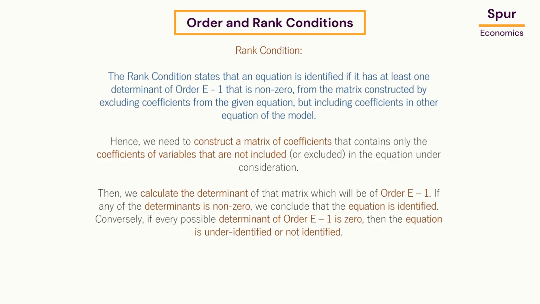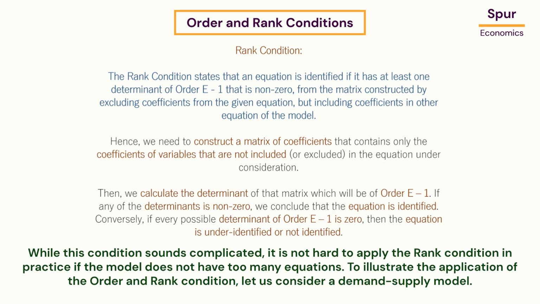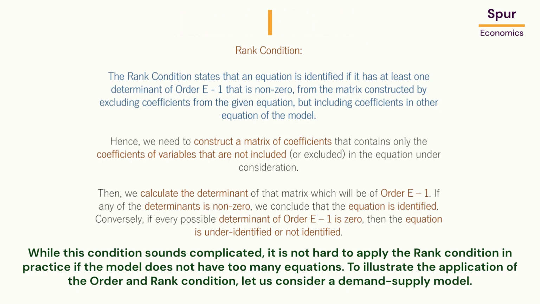If any of the determinants is non-zero, we conclude that the equation is identified. Conversely, if every possible determinant is zero, then the equation is underidentified. While this condition sounds complicated, it is not hard to apply the rank condition in practice if the model does not have too many equations. To illustrate the application of the order and rank condition, let us consider a demand-supply model.